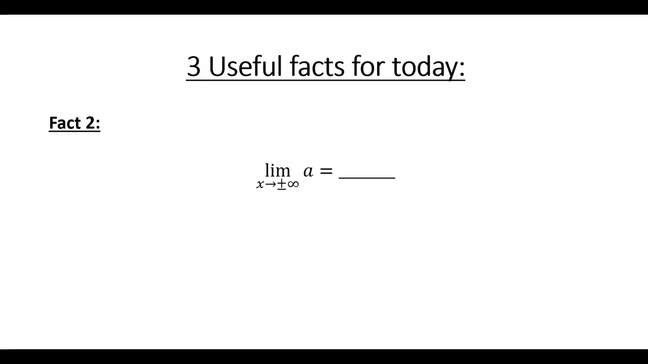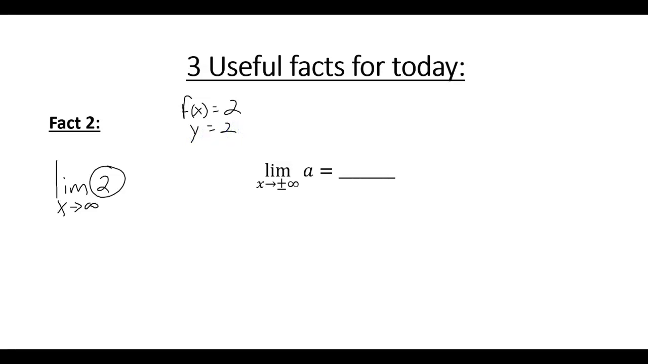But let's go ahead and take a look at our next fact. This a just represents any old number. So for instance, suppose I was asking you to find the limit as x approaches infinity for 2. Well, what does that equal? Well, this is my function, 2. Okay, so if my function is 2, that means y equals 2.